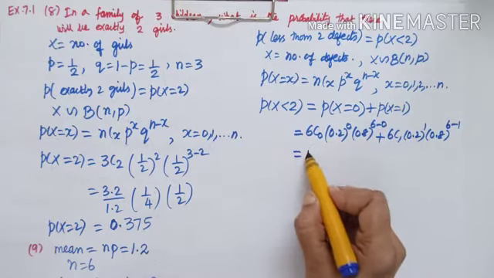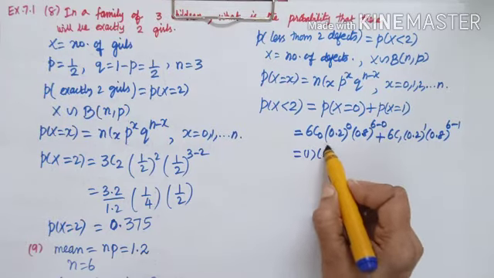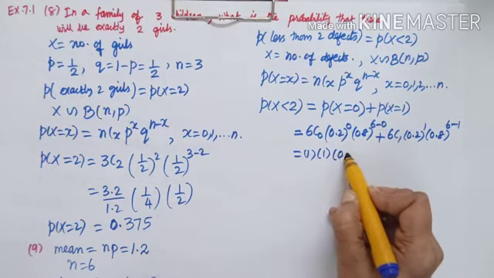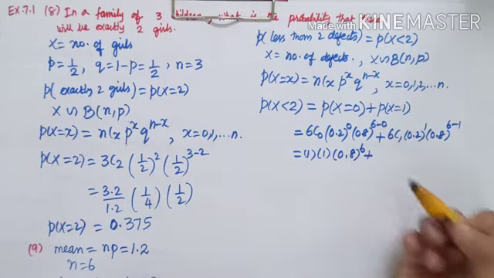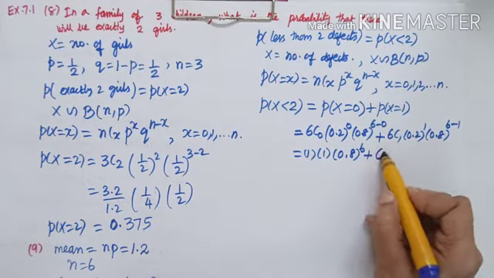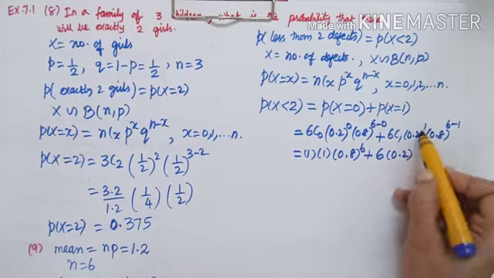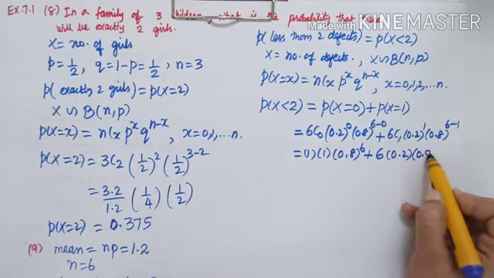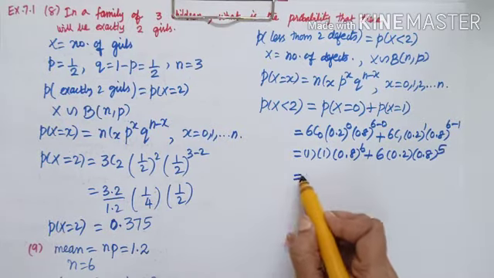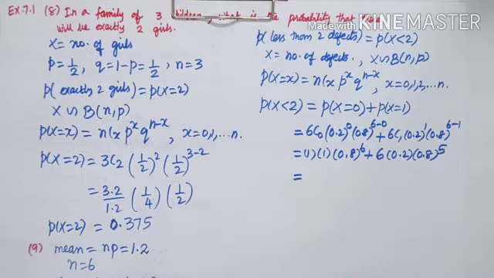6C0 value is 1. 0.2 power 0 is 1. 0.8 power 6 we need to calculate. 6C1 is 6. 0.2 power 1 is 0.2. 0.8 power 5. Again use your calculator, simplify the answer.